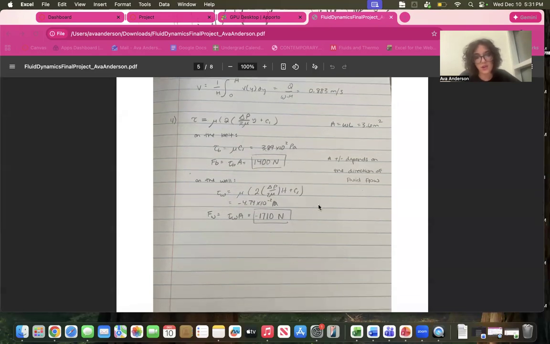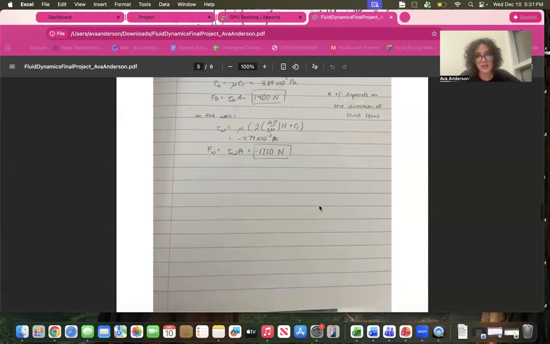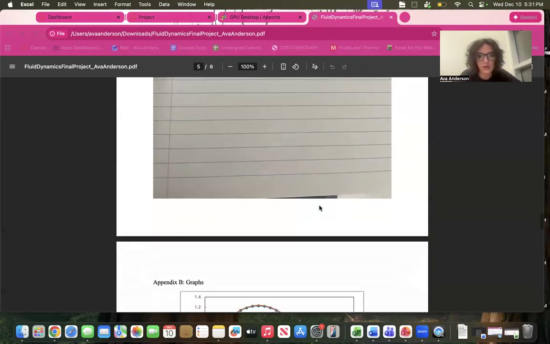And for the wall that is stationary, you can solve for tau by taking mu times 2 times the pressure gradient over 2 mu times h plus c1. You can take that value times the area again, which is the same as before, W times L. And that ends up getting you negative 1,710 newtons. It's negative because of the direction of the fluid flow, in the way that I defined my x coordinates. So it's negative for a reason.